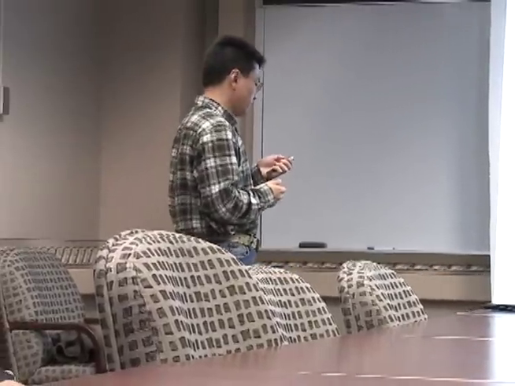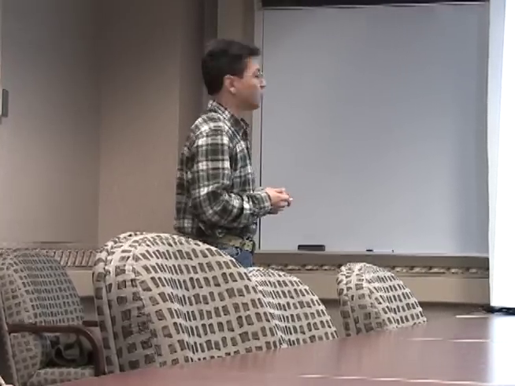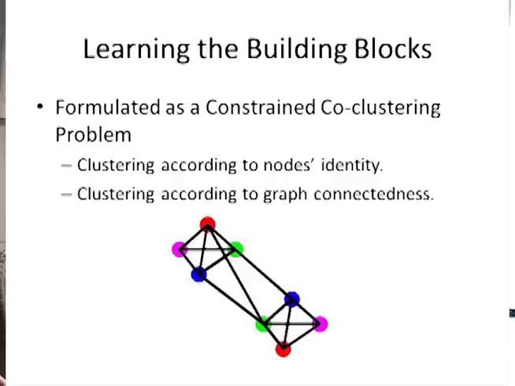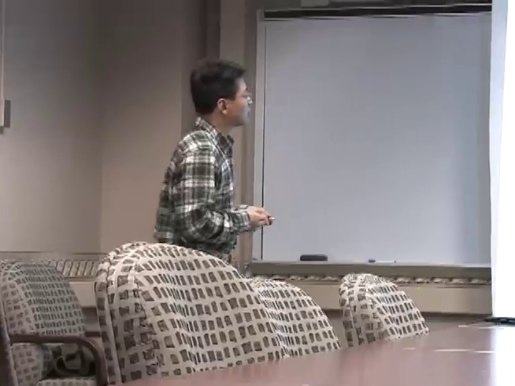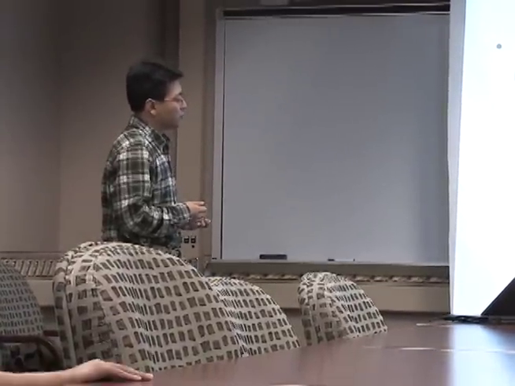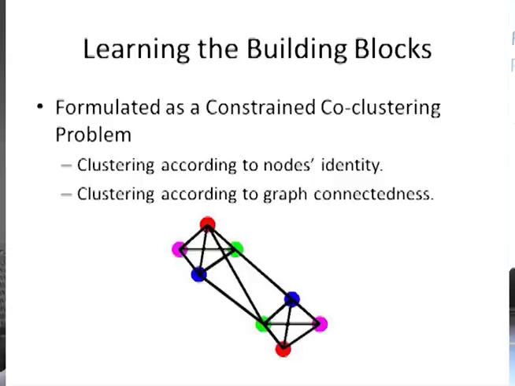Okay, so we formulate our problem as a constraint co-clustering problem. So there are two clusterings. We say it's co-clustering, and I will describe what the constraint means. If I look at this graph, I know these two nodes are similar, and these two nodes are similar. I know this knowledge, and I know the graph connections of the vertices.